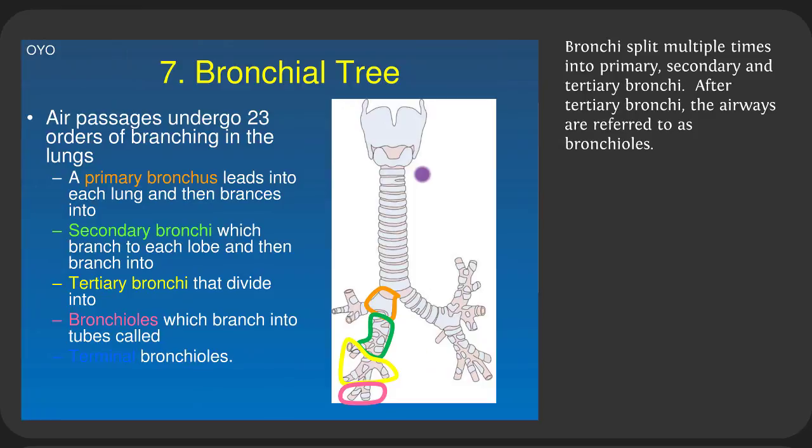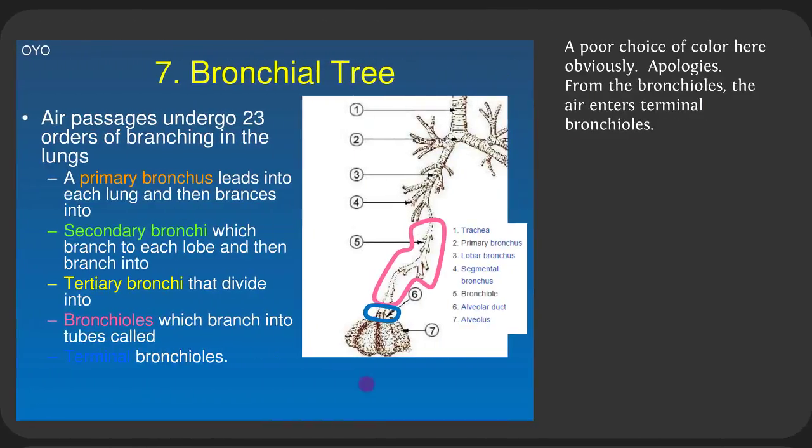Bronchi split multiple times into primary, secondary, and tertiary bronchi. From there, they become bronchioles, which are in pink, and then we'll get on the next slide to terminal bronchioles. So poor choice of color with my background, but the blue here are the terminal bronchioles.